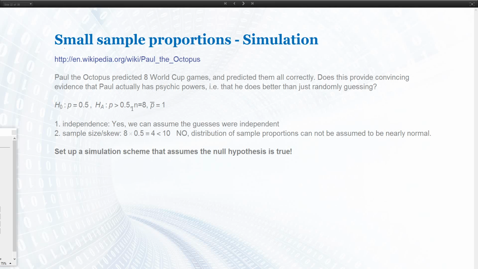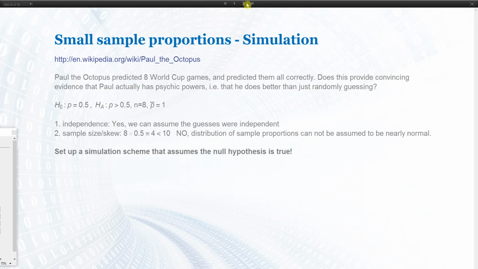So I would like to set up a simulation scheme to test. The idea is, let's do a simulation under the assumption that the null hypothesis is true. We do the simulation many times. Then we ask what fraction of simulations gave the same result as what we observed. That ratio is basically the chance to get this result, even though the null hypothesis is true.